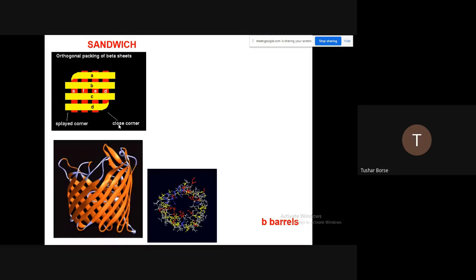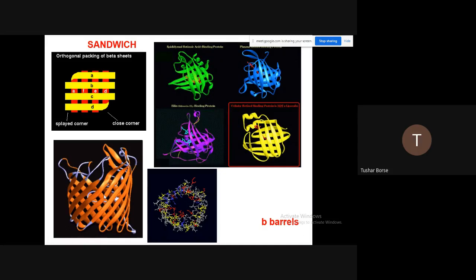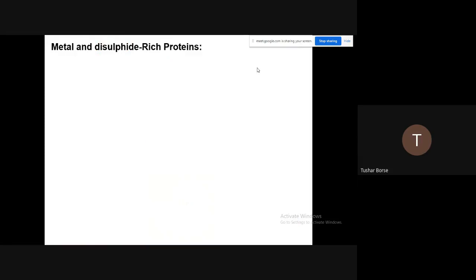Then you have this barrel like structure. See here how beautiful this barrel like structure looks, so they are called the beta barrels. These are some of the structures of the beta barrels. Okay, although I'm not talking about the examples, just look at the shapes and sizes, which will give you the idea. So that was about the third category, which is dominated by the anti-parallel beta sheets.